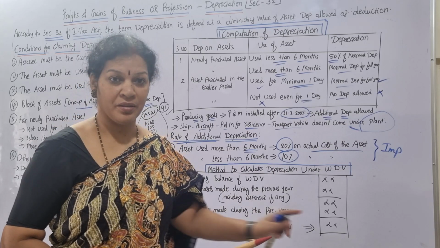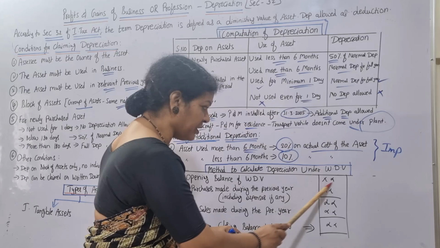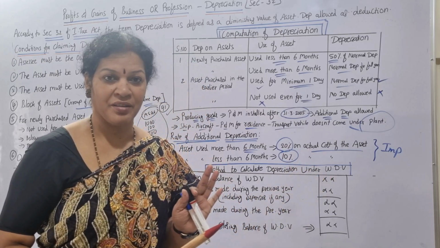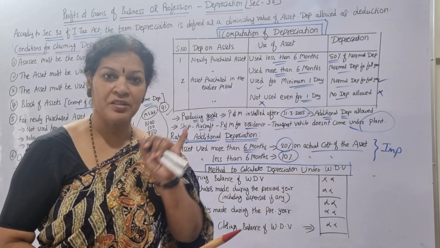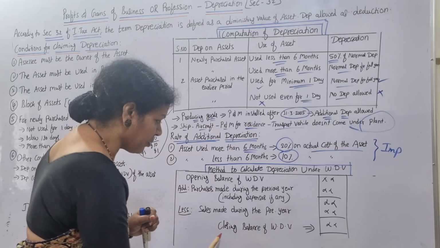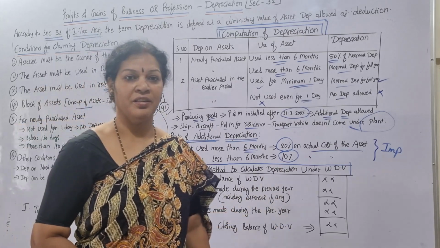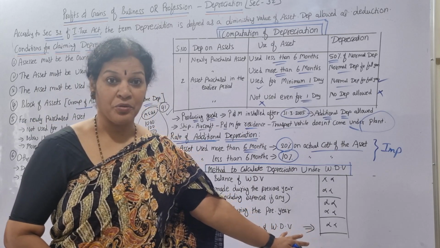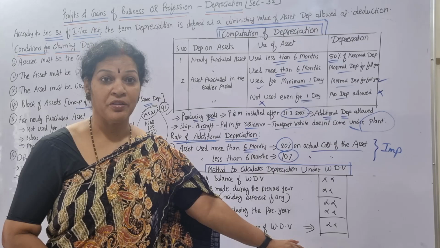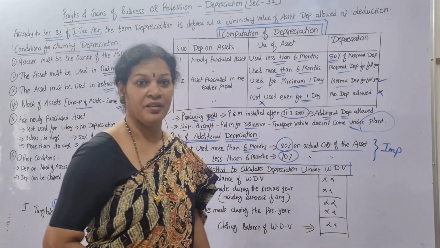Able to remember? On this amount you are going to calculate the depreciation. We don't directly take the amount given here. We consider the purchases, add, and we consider the sales, deduct. Now you get the closing balance of written down value. On this amount you calculate the depreciation. You are eligible to take the depreciation as a deduction for income tax on this amount only.